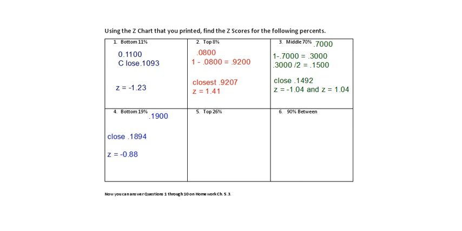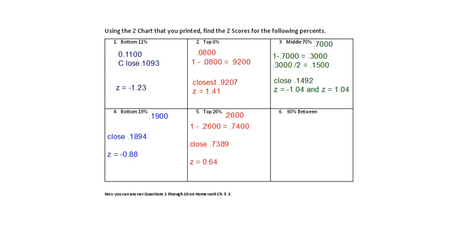All right, top 26%. 26% is the same as saying 0.2600. But because it says top, that means we have to subtract from 1. So 1 minus 0.2600 is equal to 0.7400. Now, you're not going to find 0.7400 on the chart, but the closest that you will find is 0.7389, and that corresponds to a z-score of 0.64.